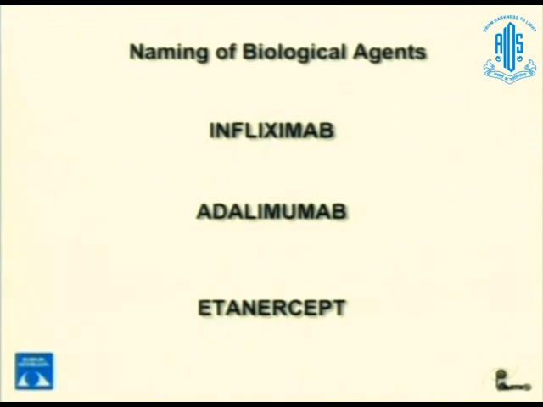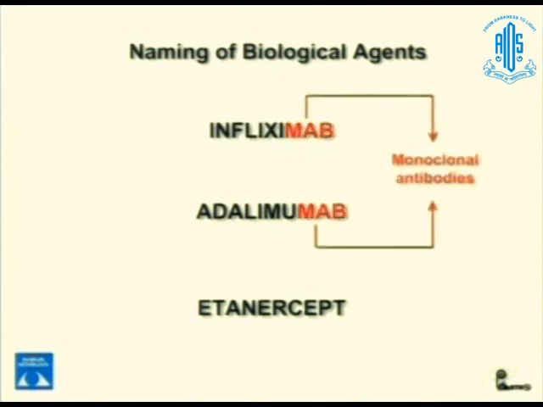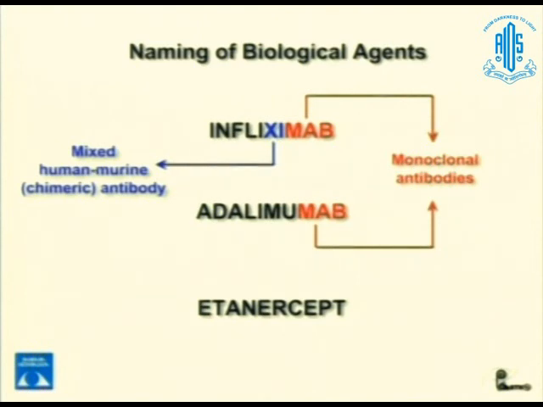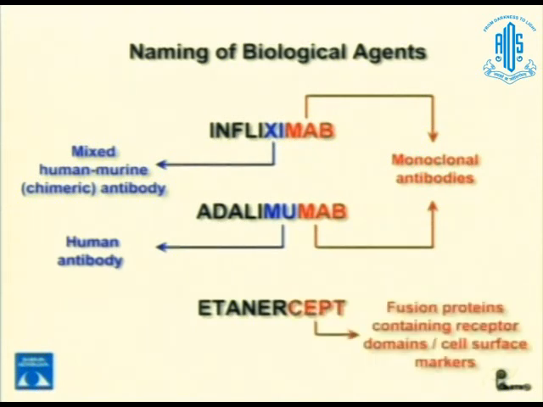So from the name of a biological agent, you can make out what kind of drug it is. There is the clue. If the suffix mab is there, it indicates it's a monoclonal antibody. Now if the zu is there, it means mixed human murine, murine standing for mice, so it's a chimeric kind of antibody. If the u word is there in a biological agent, it indicates it's a human antibody. And in etanercept, cept indicates a fusion protein which acts against the receptor domains or the cell surface markers.